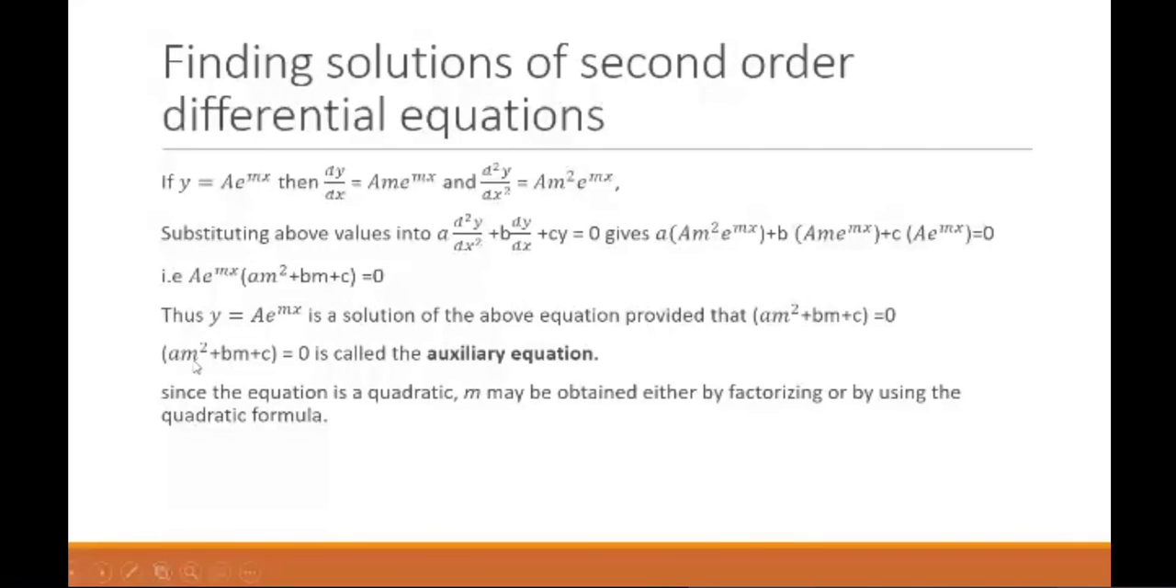So here am squared plus bm plus c equals 0 is called the auxiliary equation. So that is the term that we are using for this equation, auxiliary equation. And then we are going to find the values of m by finding the solutions of this auxiliary equation.